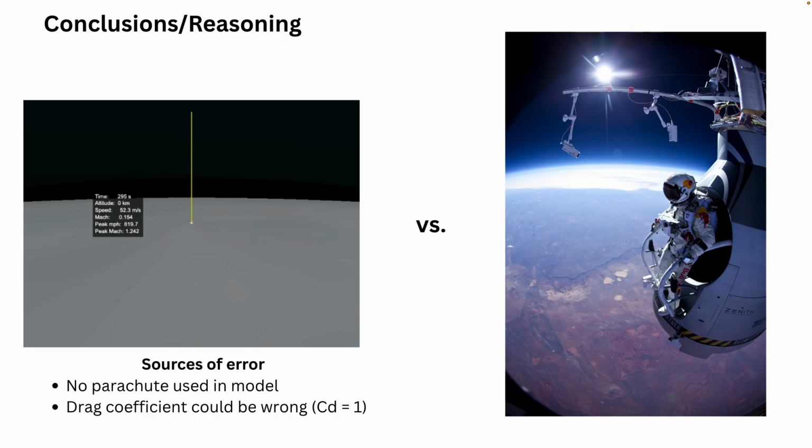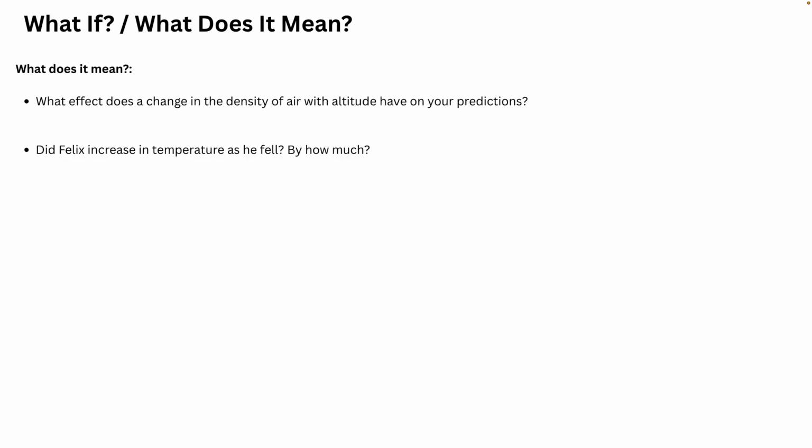So some sources of error in this lab particularly: I did not use a parachute in the model, and Felix obviously used a parachute to slow his acceleration and slow his final velocity so that he could safely land. And the drag coefficient also could be wrong, where I used a drag coefficient of 1.